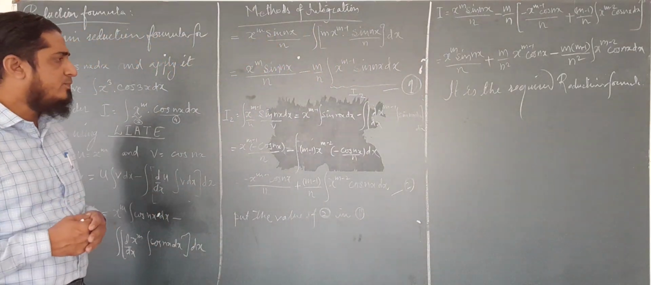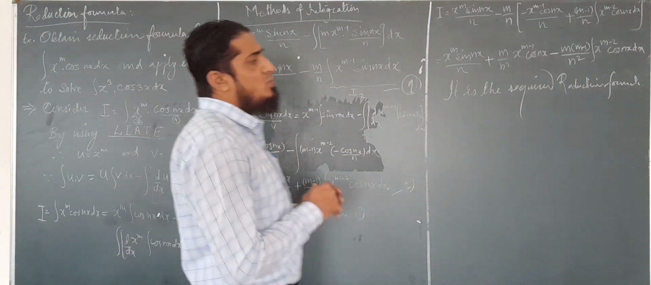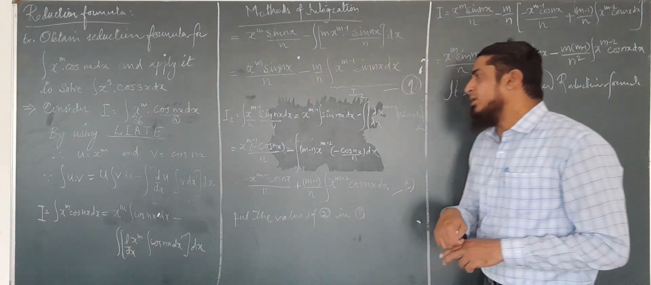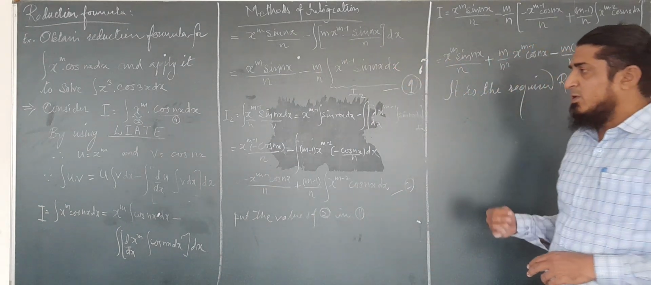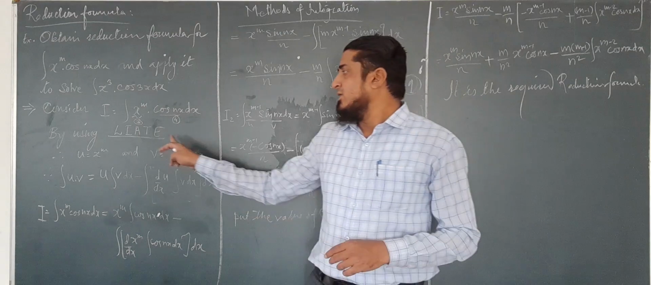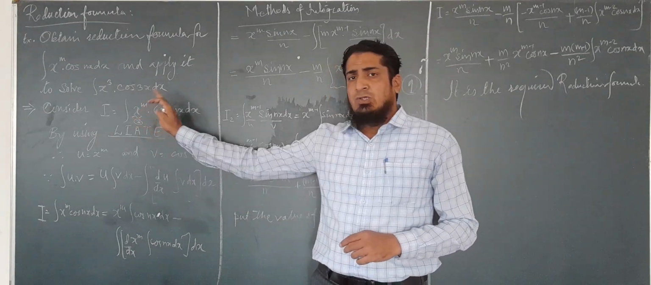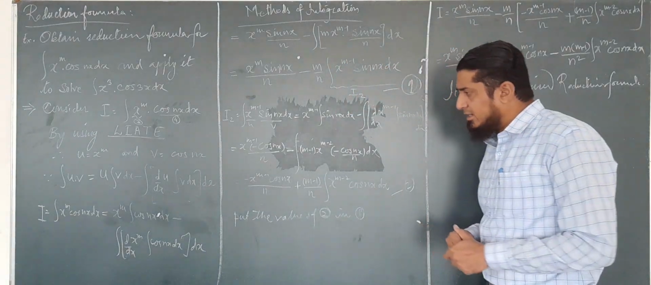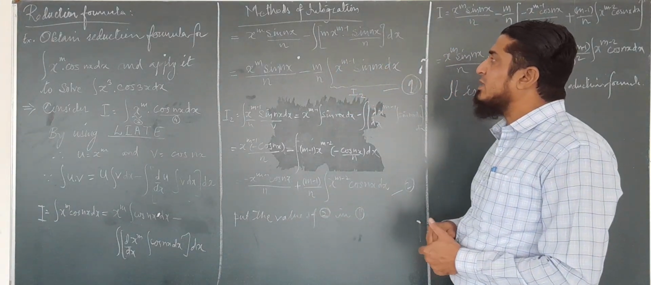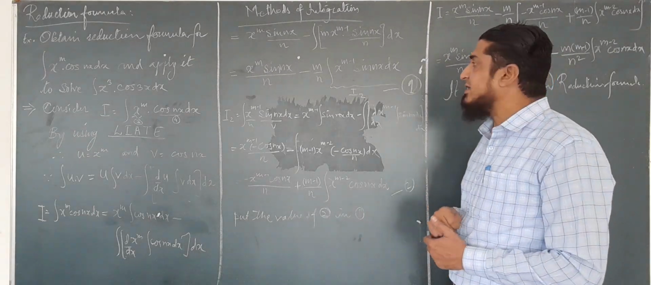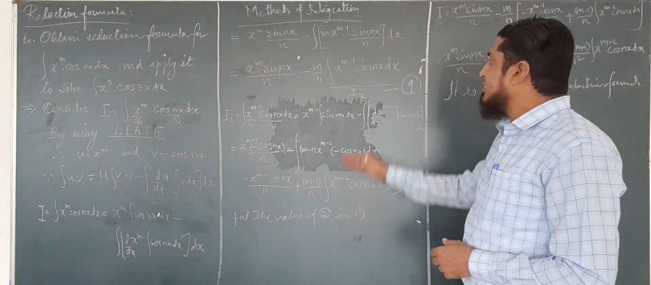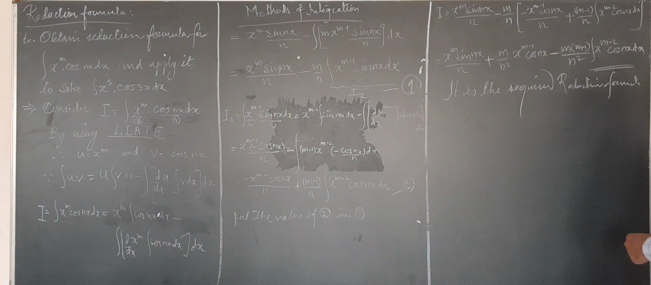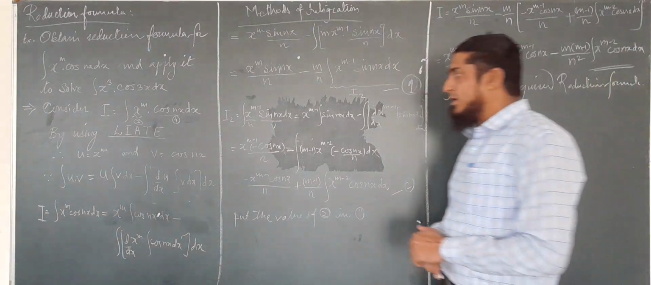What we have done? We have simply used the u into v formula, and with the help of LIATE, we choose u and v functions for differentiation and integration, and simply using basic formulas of integration, the derivation comes up to this equation, and it is the required reduction formula.